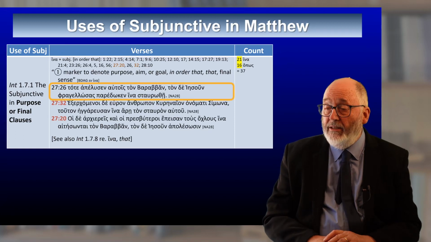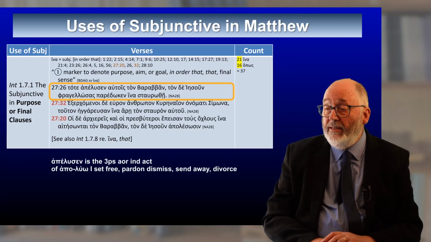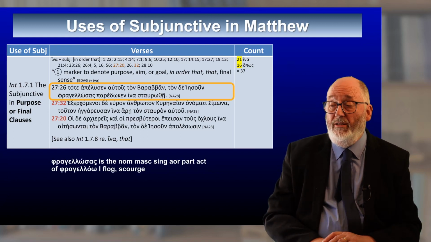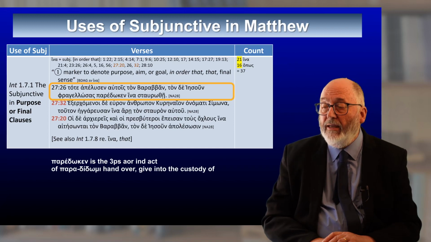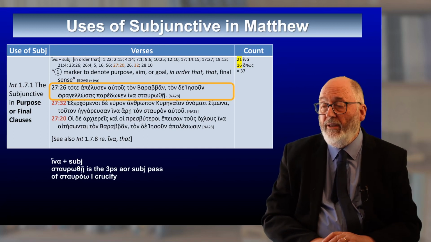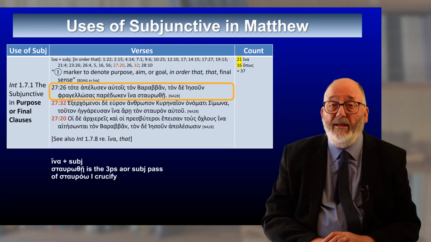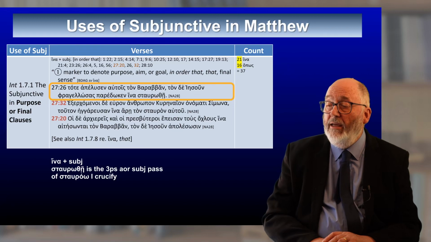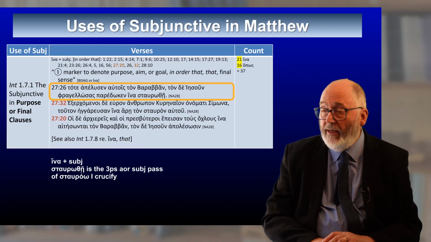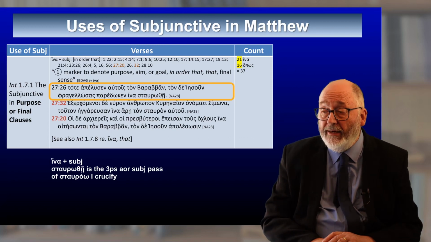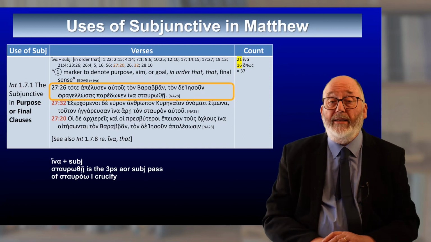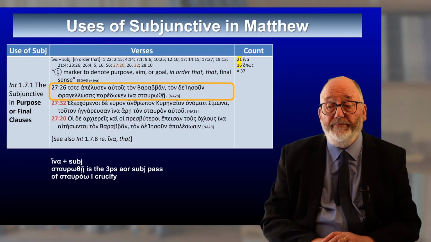Matthew 27:26. Then he released to them Barabbas. When he scourged Jesus, he gave him hina staurothe, in order that he might be crucified. So staurothe is the aorist passive of stauroo and follows hina to form a purpose clause. He delivered him up in order that he might be crucified.